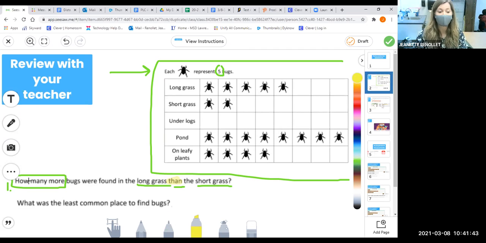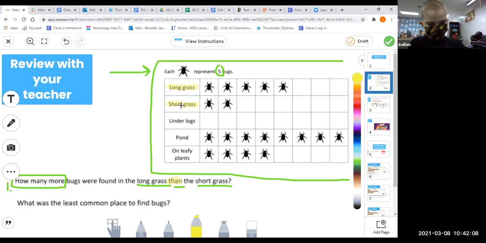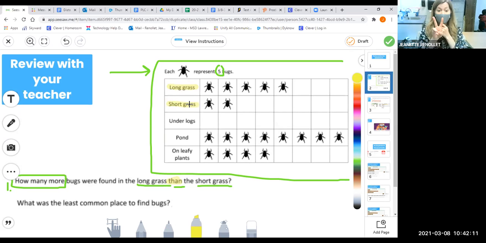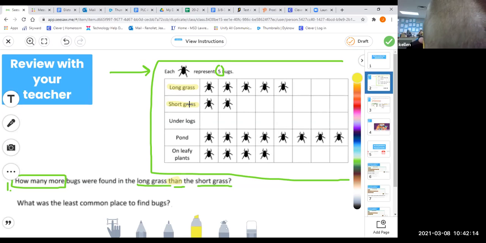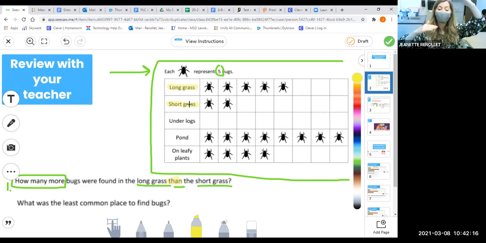So let's look at our categories. How many more bugs were found in long grass than short grass? Let's go look for those categories on our Seesaw task. I see long grass right here at the top, and I'm comparing it to short grass. I have now found my 2 categories. I'm going to look at the data to answer how many more were found in long grass than short grass.